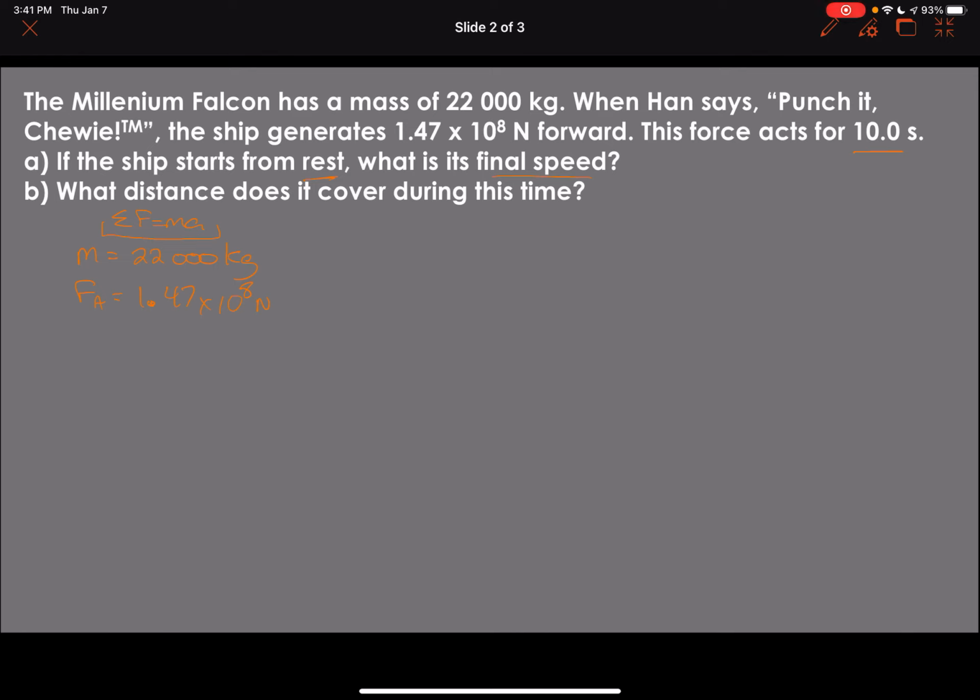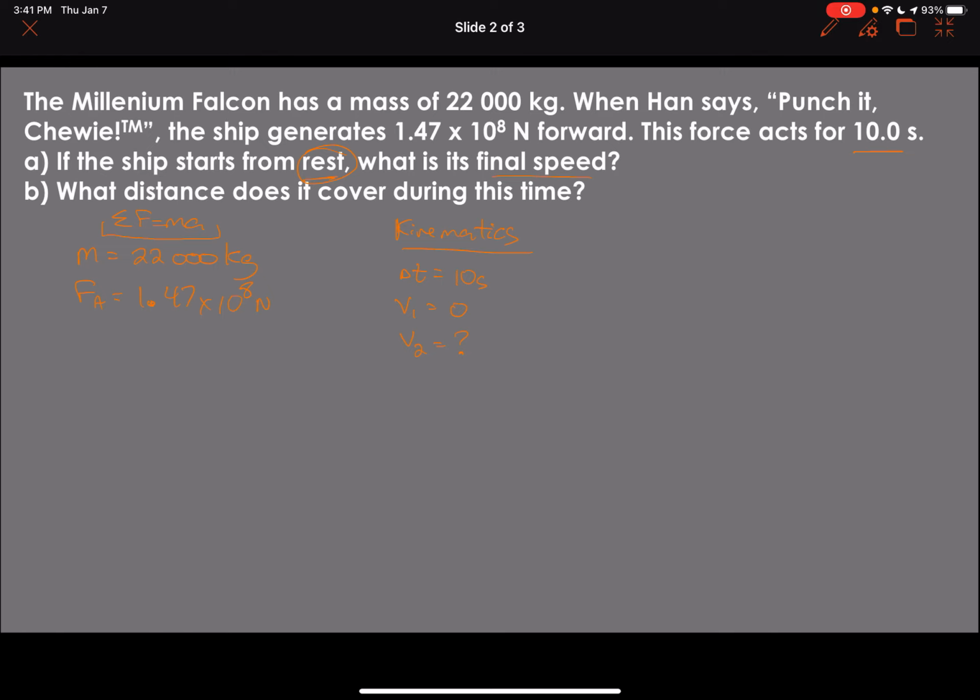And then if you think of kinematics equations, let's say kinematics over here, we've got some other information. We've got time is 10 seconds. We've got V1. It starts from rest. V1 is 0. What we're looking for, let's just worry about A for now. What we're looking for here is what's V2.